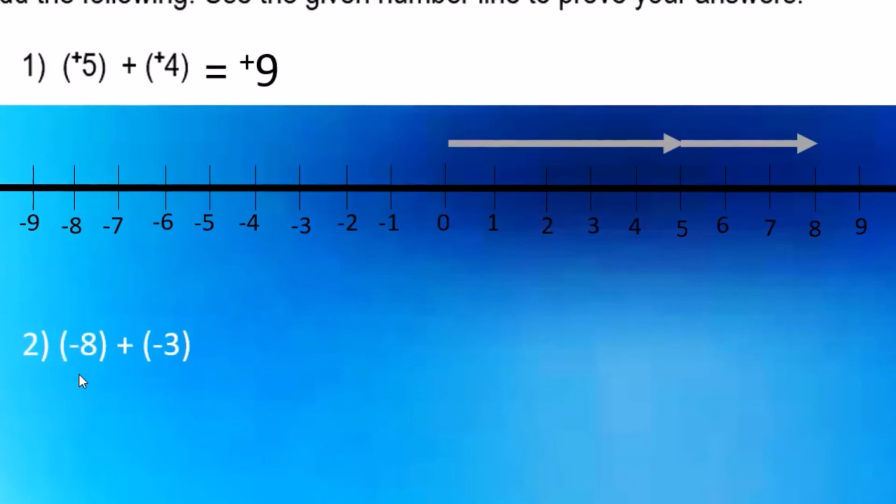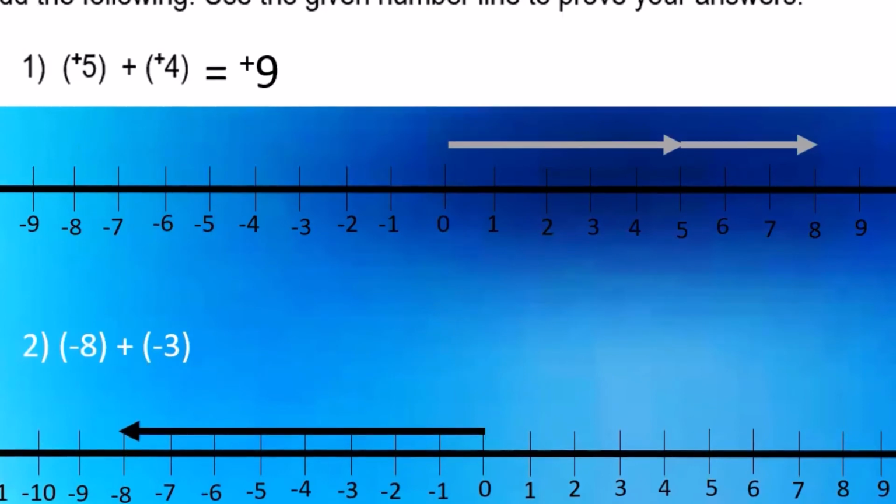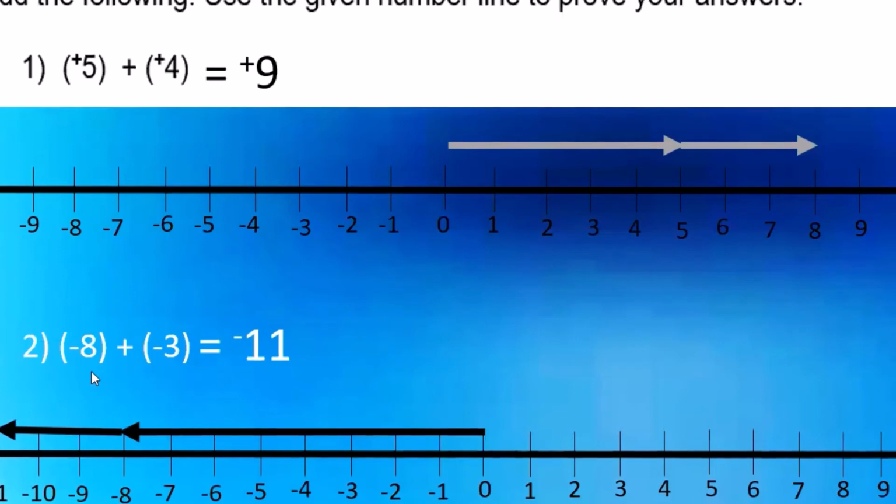Another example, negative 8 plus negative 3, the direction is going to the left from 0. From our number line, from 0 going to the left, so this is for negative 8, yun ang first natin. Then, going to the left again, because negative 3, 3 units, 1, 2, 3, hanggang negative 11. Therefore, we can conclude that negative 8 plus negative 3 is equal to negative 11.